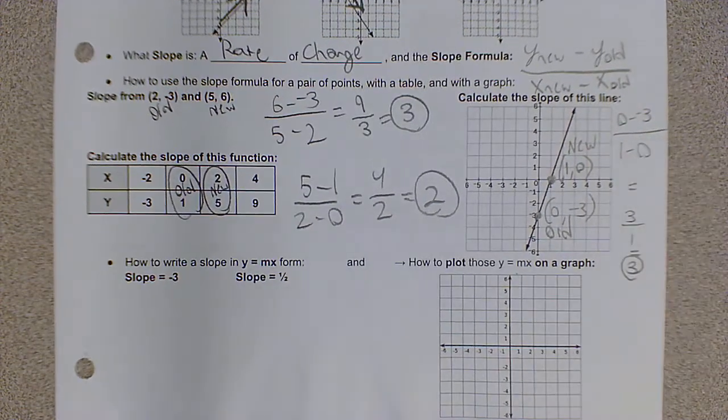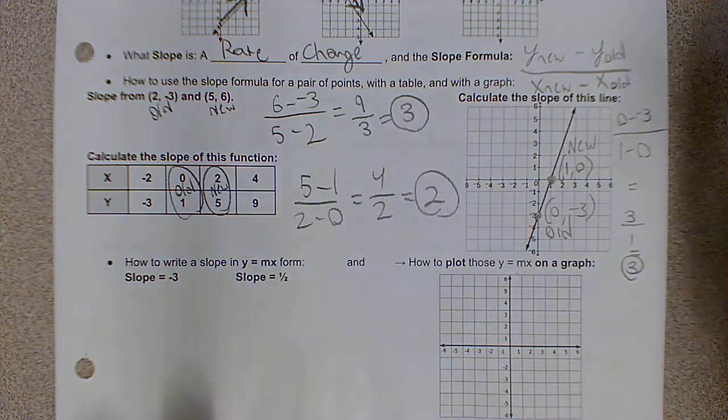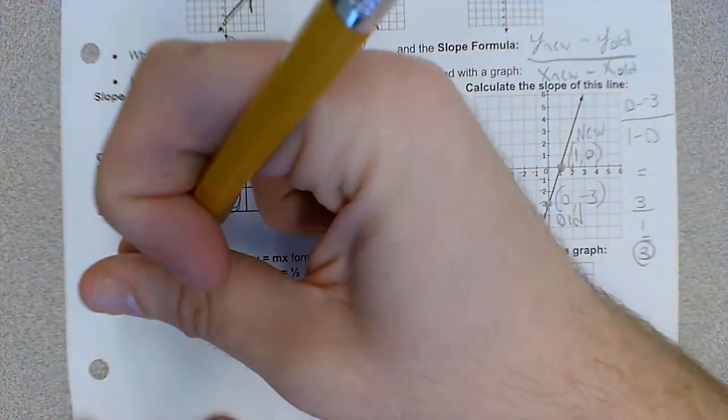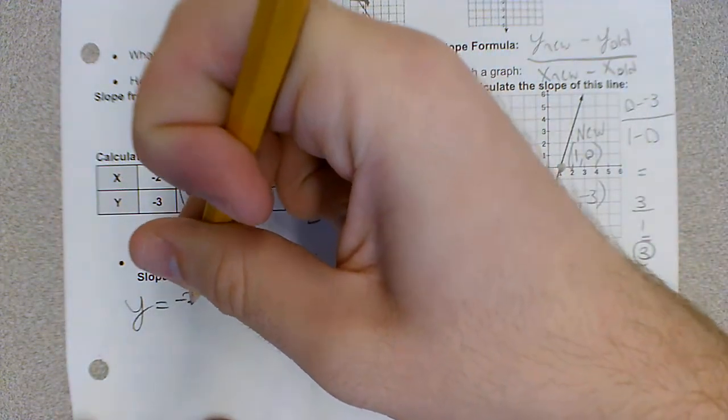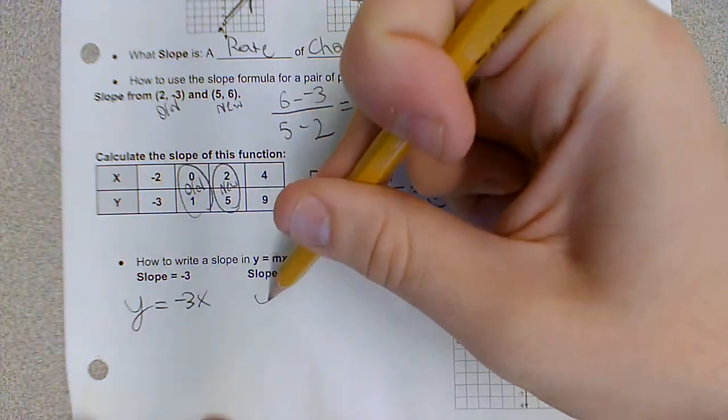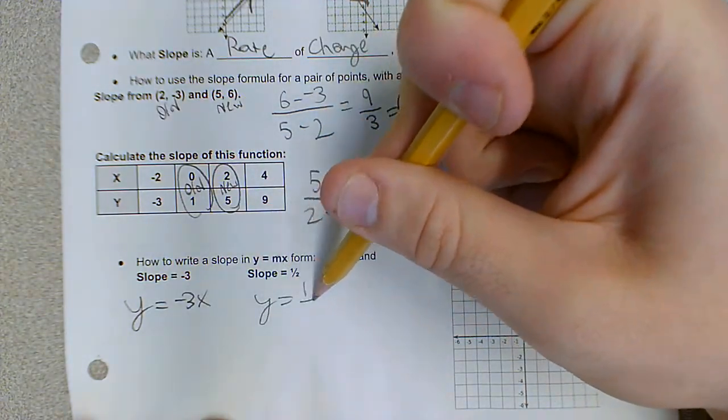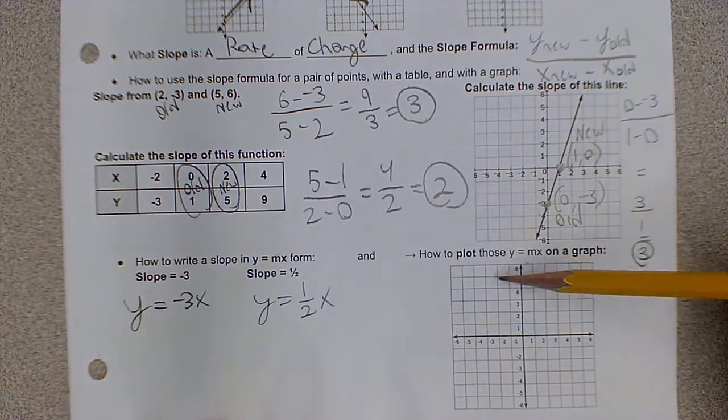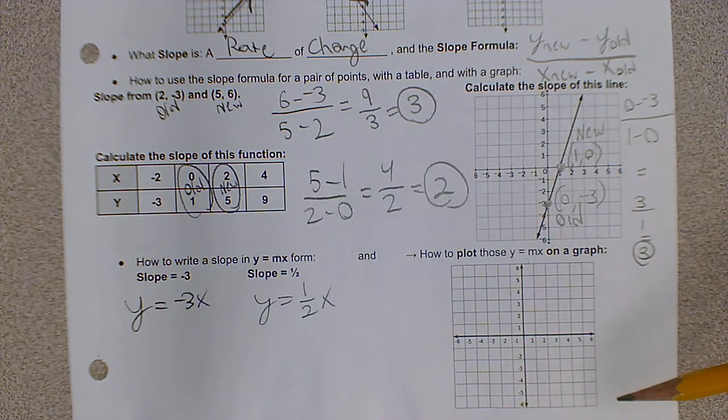Down here at the bottom, we got to know our y equals mx form. So m is our slope. We plug in our slope of negative 3 for m. We got y equals negative 3x, and we've got y equals 1/2 x. We have to also be able to plot it on a graph.